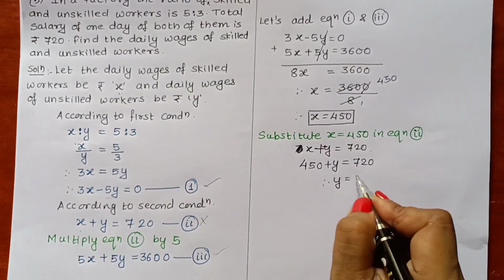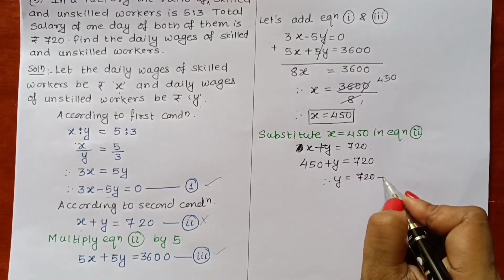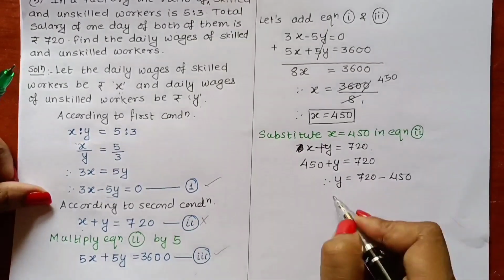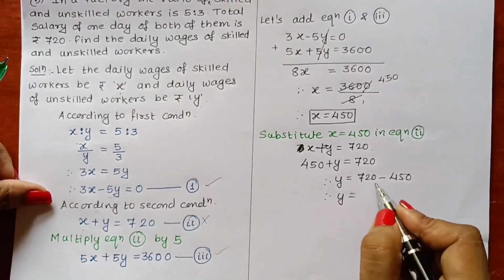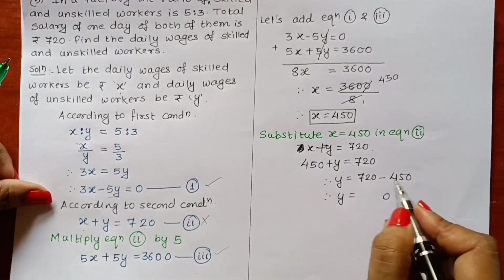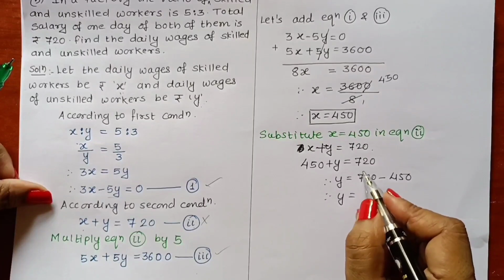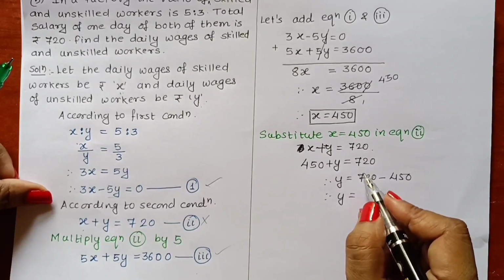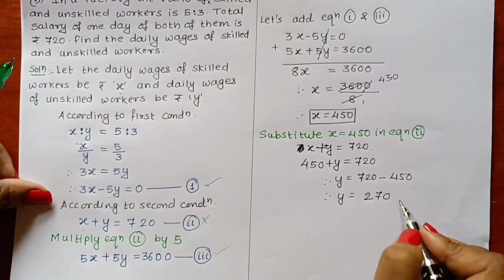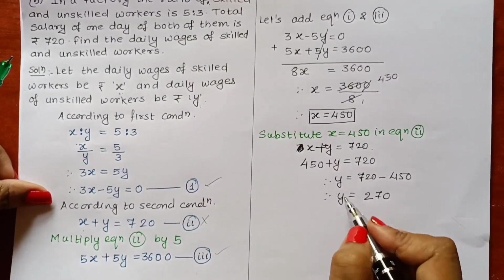Therefore y is equal to 720 minus 450. Subtract. 0 minus 0, 0. 2 minus 5 cannot be done, so 12 minus 5 is 7. 1 we have borrowed from here, so it is 6. 6 minus 4 is 2. 270 is the y value.